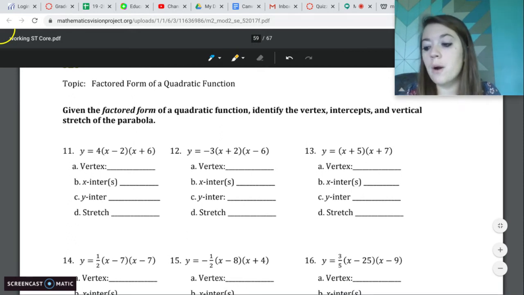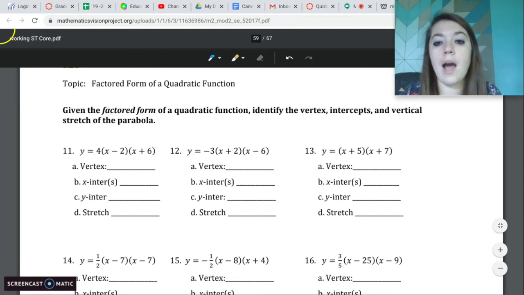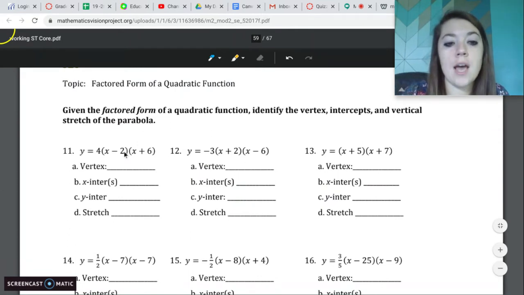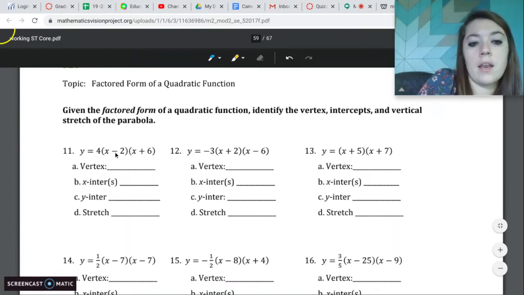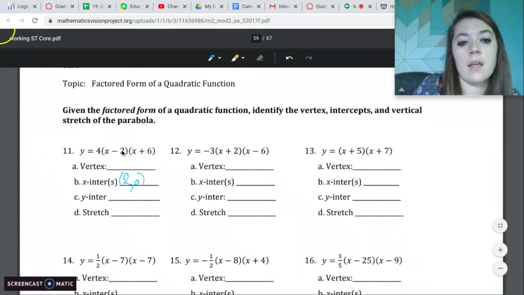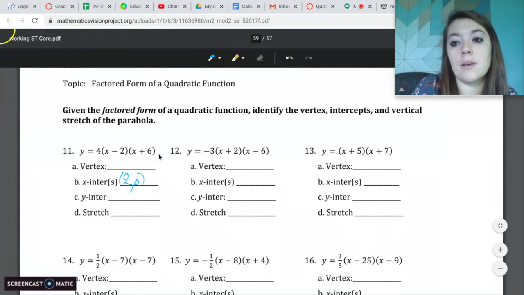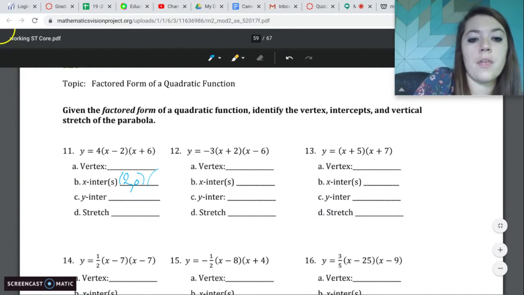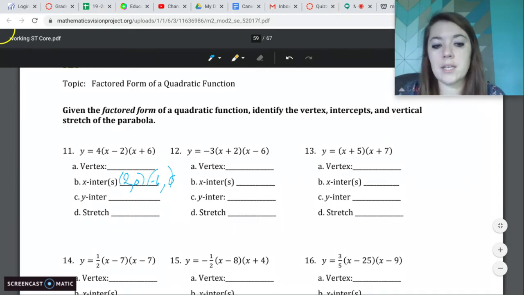Now, in factored form, it's easiest to find our x-intercepts. Our x-intercepts are just the opposites of these. If we set each of these binomials equal to 0, x minus 2 equals 0, so x equals 2. So we've got an intercept of (2, 0). And same thing over here: x plus 6 equals 0. We subtract 6, so we end up with (negative 6, 0). So there are two x-intercepts.